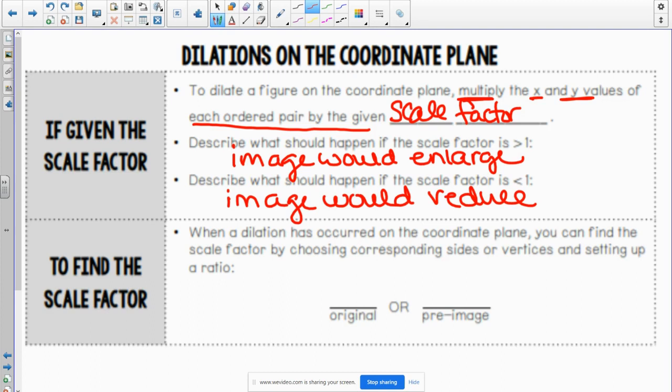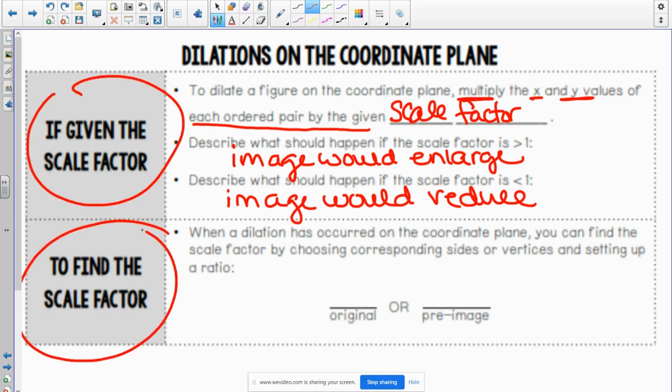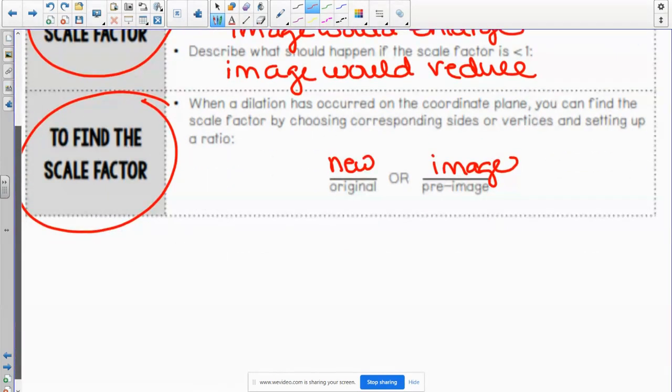And it doesn't ask this question, but if you're going to multiply by 1, of course, the image isn't going to change any size. Same shape, but no change in size. And we just went over this, but just make sure you remember, if you go to find the scale factor, you've got to set it up as a ratio. So this above was given the scale factor. This is to find a scale factor. It is new over the original, or the image over the pre-image. So always remember to put the new one on top.